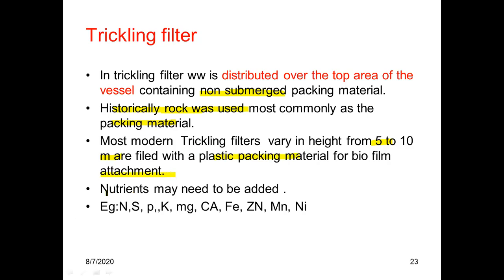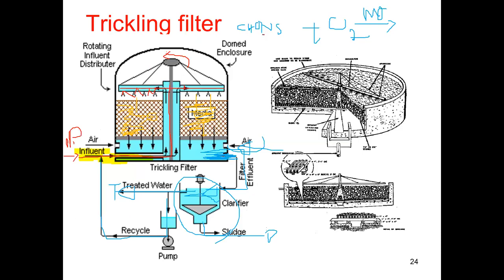So we have to add nutrients, for example nitrogen, sulfur, phosphorus, potassium, magnesium, calcium, iron, zinc, manganese, nickel, like that. We have to add them as nutrients for microorganisms.